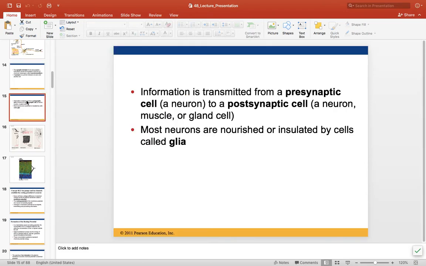Okay. So if we looked at the two cells, we have a presynaptic cell and a postsynaptic cell. Presynaptic is the one that has the message first, transfers it to the postsynaptic cell.